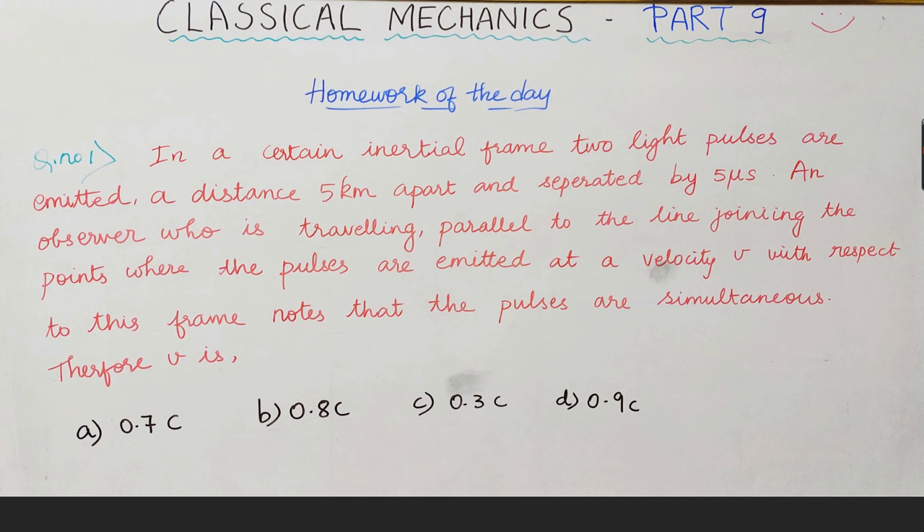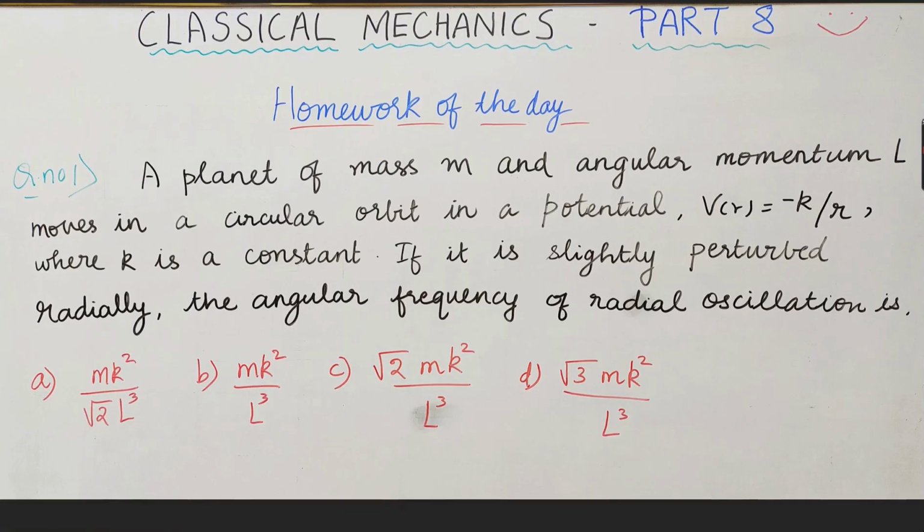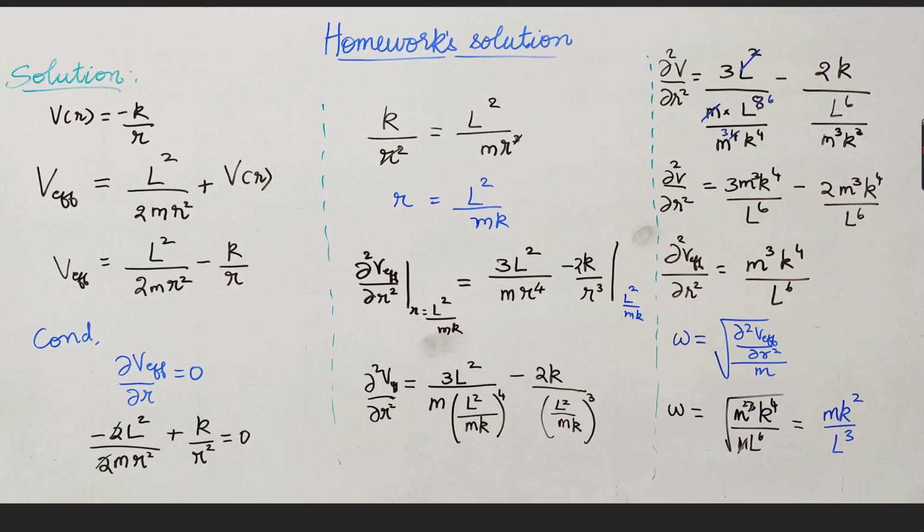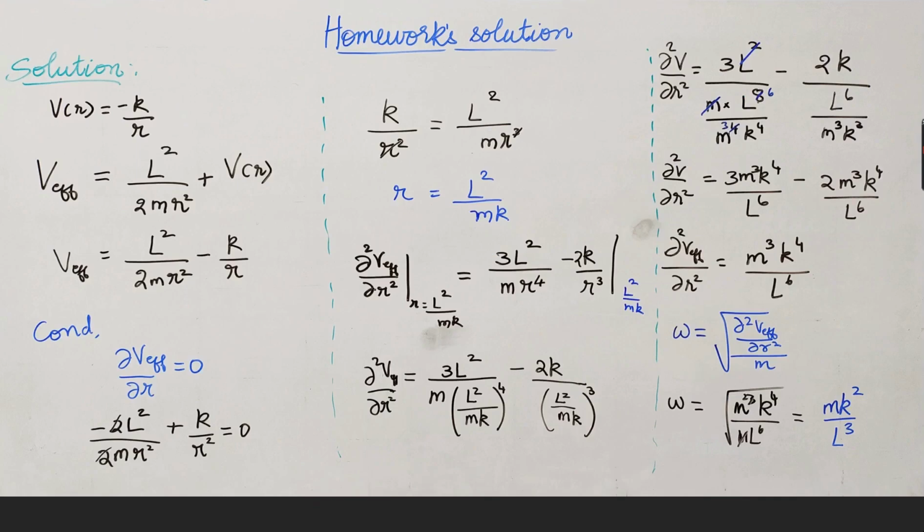So let us see the solution for my previous problem, which was from central force problem. I had told you to find the angular frequency. So this was the question where we have the potential. So we know the first step is to use the effective potential, which is given as L square by 2m r squared plus V of r, and my V of r is k by r. So the condition for circular orbit is dou V effective by dou r equal to 0. On doing that, I get my r to be L square by mk.